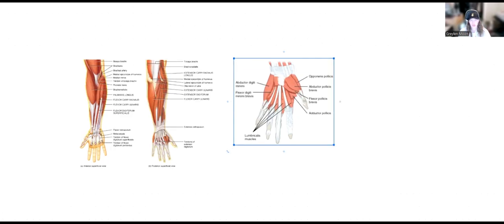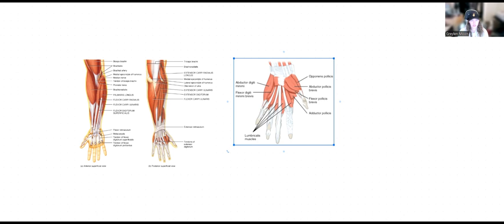They're going to flex the MCP and extend the PIP and DIP joints. We have our dorsal interossei 1 through 4, palmar interossei. These muscles function very similarly to the interossei and lumbricals of the foot. So if you understand those really well, this will make a lot of sense.